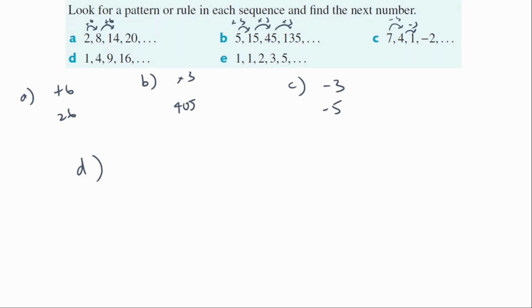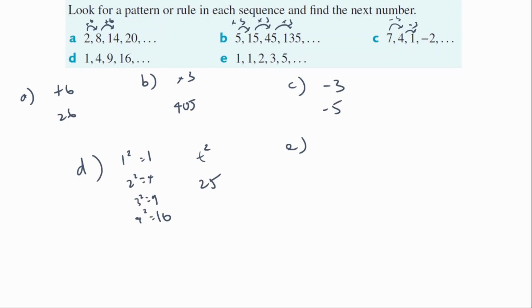Let's try using some powers this time. That's the first term, so 1 squared gives me 1. That's the second term, 2 squared gives me 4. That's the third term, 3 squared gives me 9. That's the fourth term, 4 squared gives me 16. So I can see our pattern here: each term is the square of the position in the sequence. So you could just write t squared, because we use t for term. You'll learn that in the next couple of slides. Therefore the next term, the fifth term, will be 25, because 5 squared gives me 25.